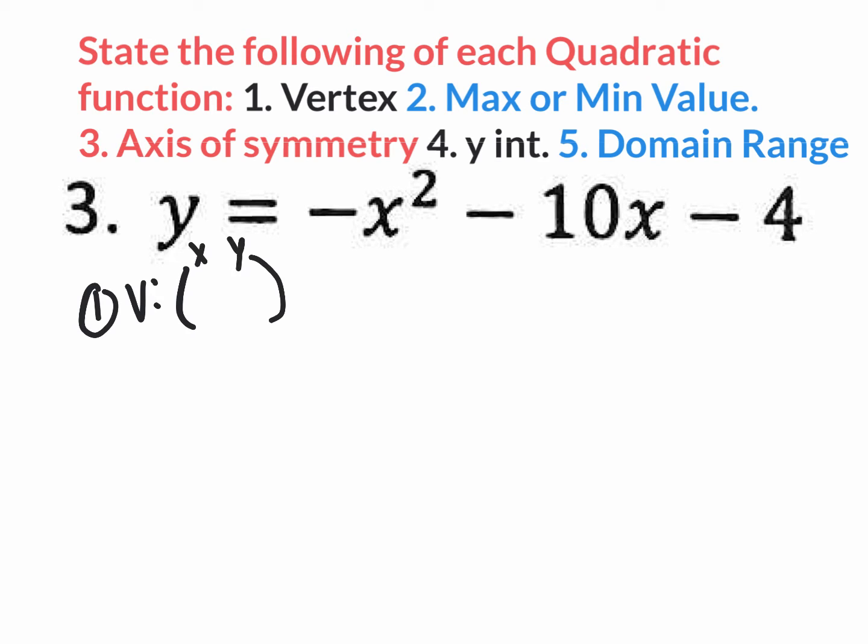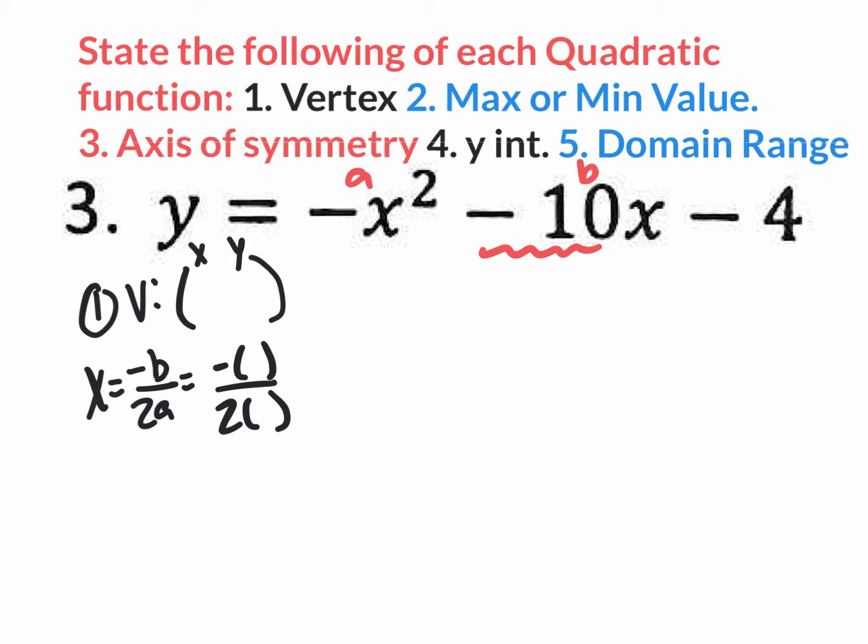We know the vertex is a coordinate. I get that coordinate using x equals -b over 2 times a. I know that I'm going to use parentheses to plug in the b and the a. I know that my b value is -10 and my a value is -1. My c value is -4. I don't care about that, unless we're talking about y-intercept, then that would be the y-intercept, right?